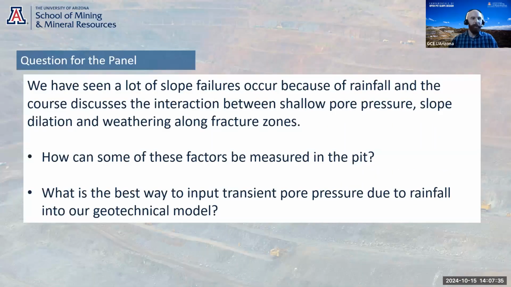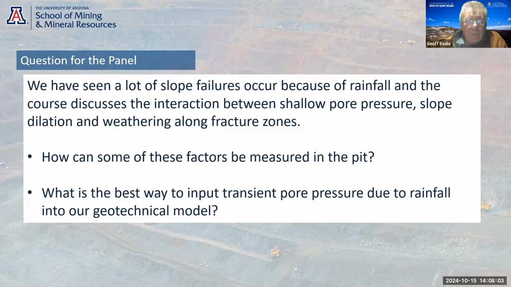So our first question for the panel. We have seen a lot of slope failures occur because of rainfall, and the course discusses the interaction between shallow pore pressure, slope dilation, and weathering along fracture zones. It's a two-part question. First part, how can some of these factors be measured in the pit? Second part, what is the best way to input transient pore pressure due to rainfall into our geotechnical model? So I'll go ahead and open this up to the panel.